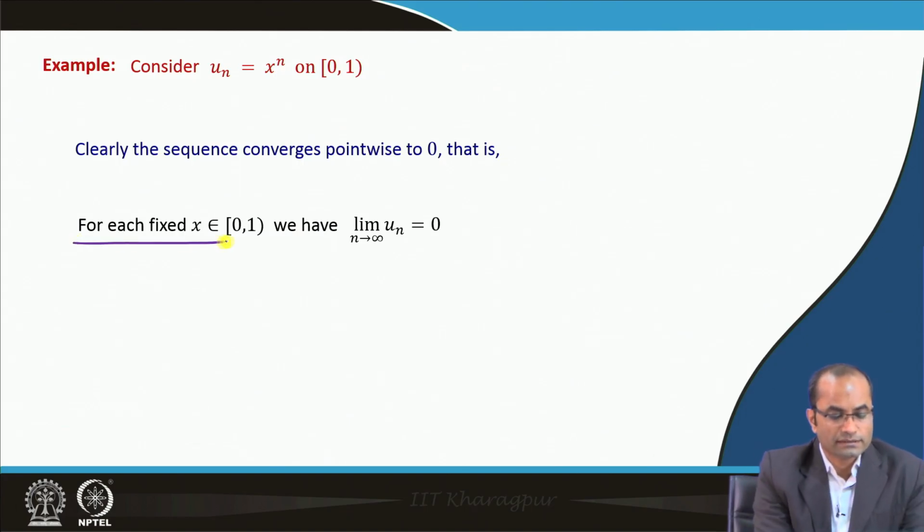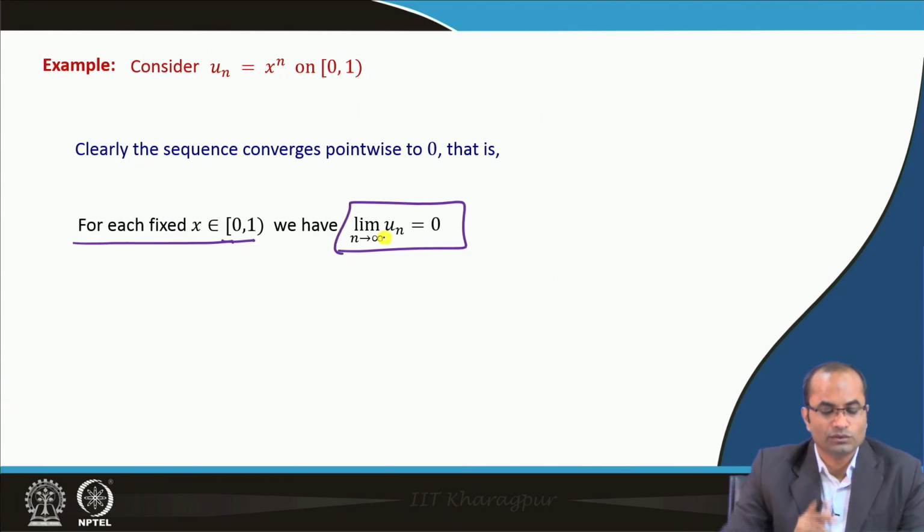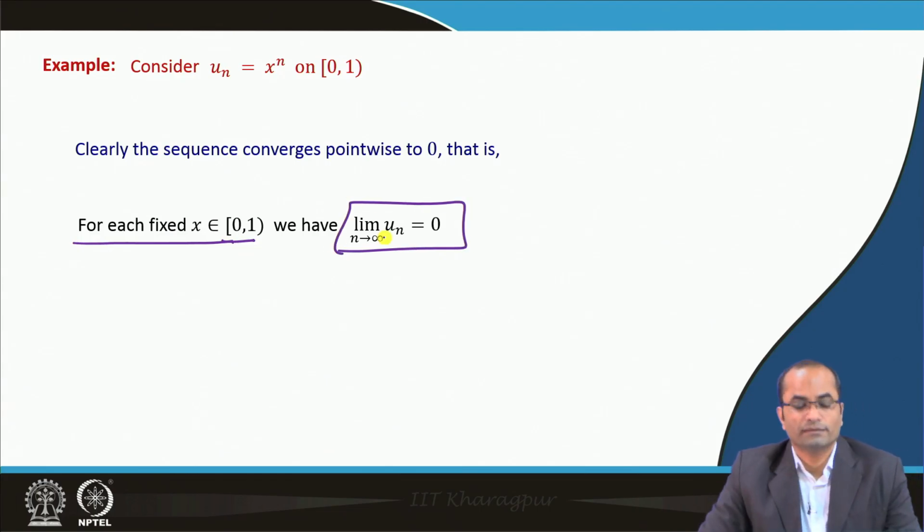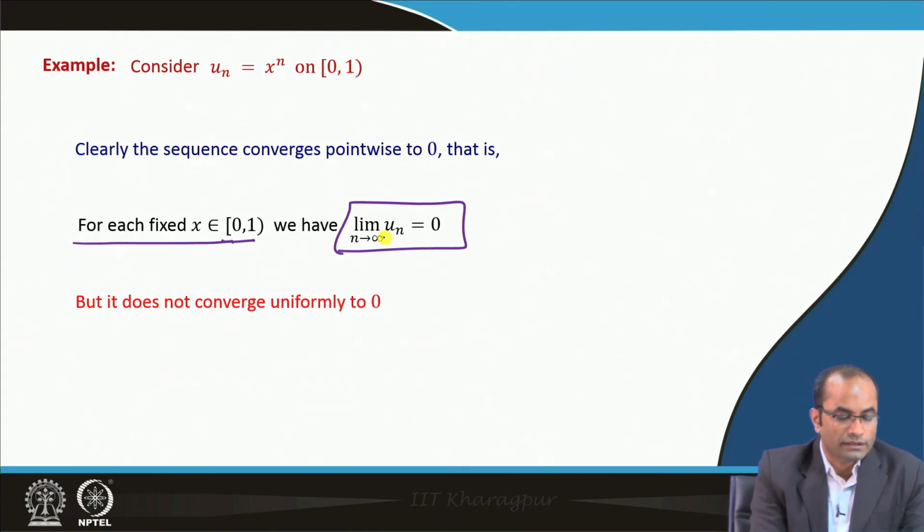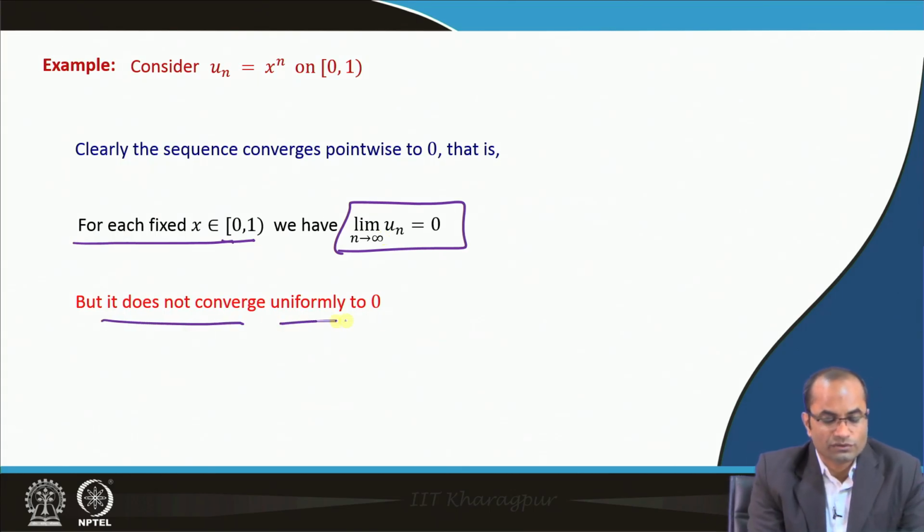For each x in (0, 1), we have that u_n goes to 0 as n approaches infinity, but it does not converge uniformly to 0.